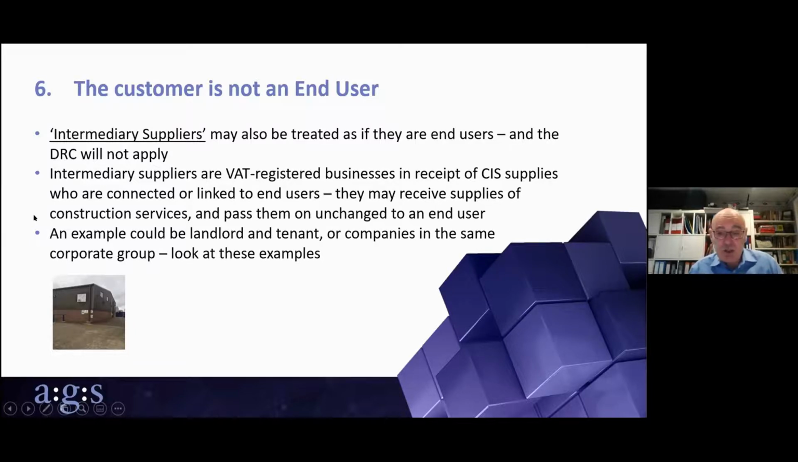These are businesses, again, registered for VAT and CIS, but they're connected in some way to the final end user. They receive supplies of construction services from main contractors and supply them on to the final end user, but it's accepted that they pass them on unchanged to the final end user, so that they, the intermediate supplier, end up being treated as the end user. And that probably just sounds completely mystifying being talked about. It involves businesses that are connected, as I say, but it will be easy to understand if we just look at a couple of examples.